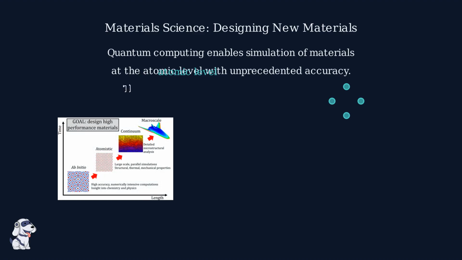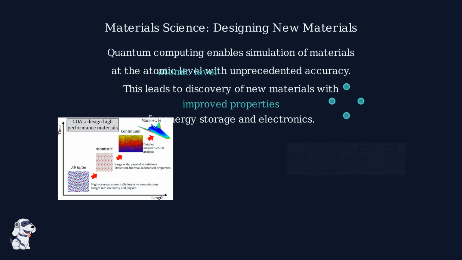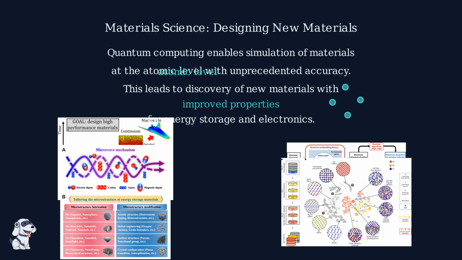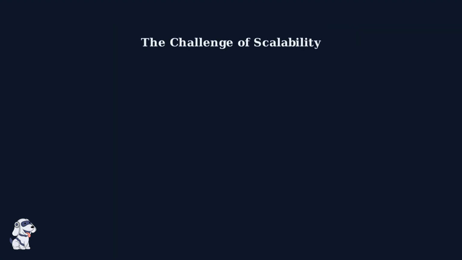By accurately calculating electronic structures and bonding behaviors, researchers can discover materials optimized for specific applications, like batteries with higher energy density or semiconductors with faster switching speeds. This approach combines quantum simulations with machine learning workflows to predict material behaviors, accelerating innovation in energy storage technologies and electronic components. Scaling up quantum computers to a practical size represents one of the most significant challenges in the field.